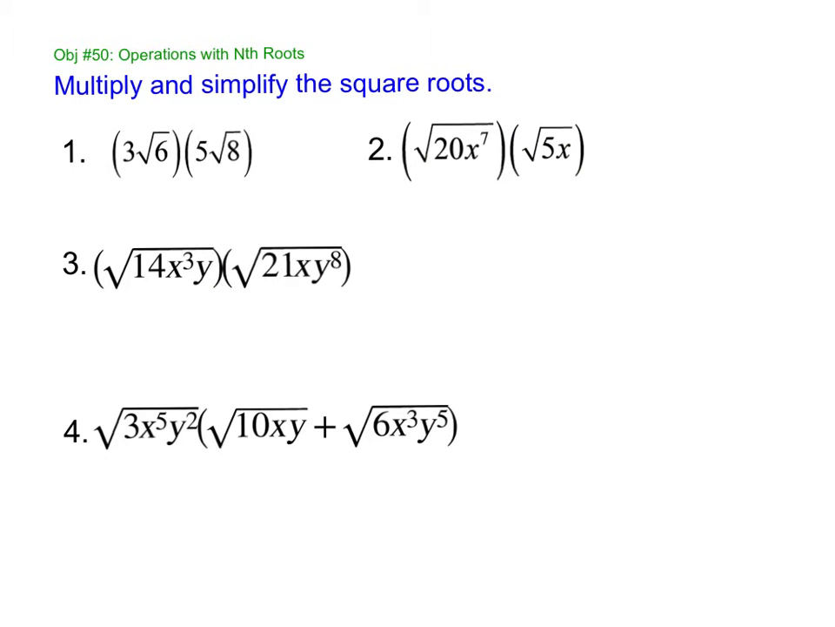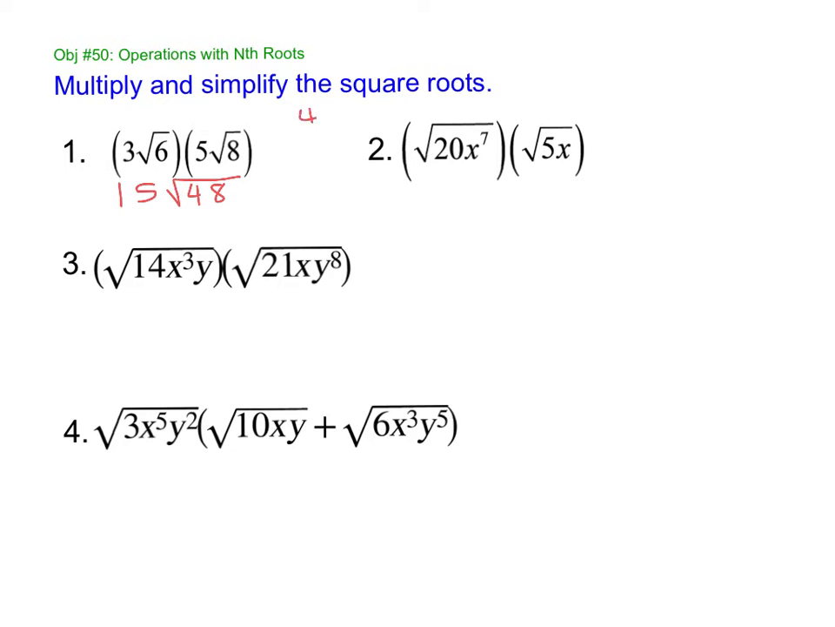Okay, so we are multiplying and simplifying the square root. So first we multiply. When you multiply, multiply your outsides, multiply your insides, and then simplify. Right? So 3 times 5 is 15, 6 times 8 is 48, and then we're just going to simplify. So multiply your outsides, multiply the insides, simplify. So why don't you pause and see how you do on this by yourself.